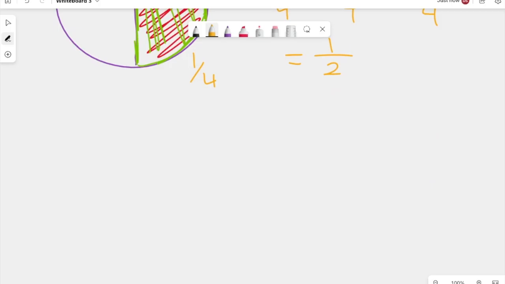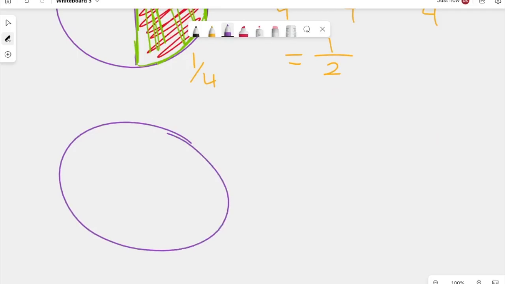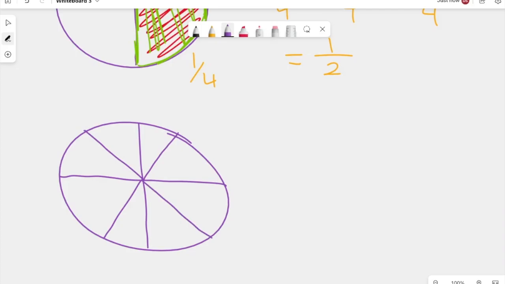So, I have my purple pizza again here. And this time I'm with a bunch of people. So we're going to split this up into, that's shocking. I'm not very good at drawing, if you've gotten the idea by now. Now, say we have 8 equal portions here.